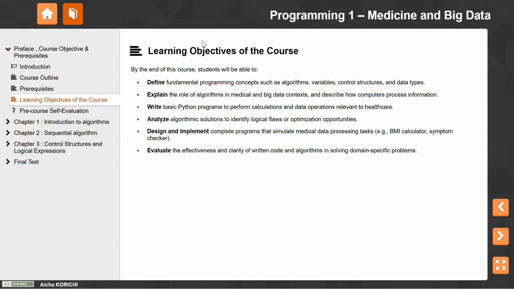By the end of this course, students will be able to define the fundamental programming concepts, explain the role of algorithms specifically in medical and big data contexts, write basic Python programs, analyze algorithmic solutions, design and implement complete programs that simulate medical data processing tasks, and evaluate the effectiveness and the clarity of written code and algorithms in solving domain specific problems.